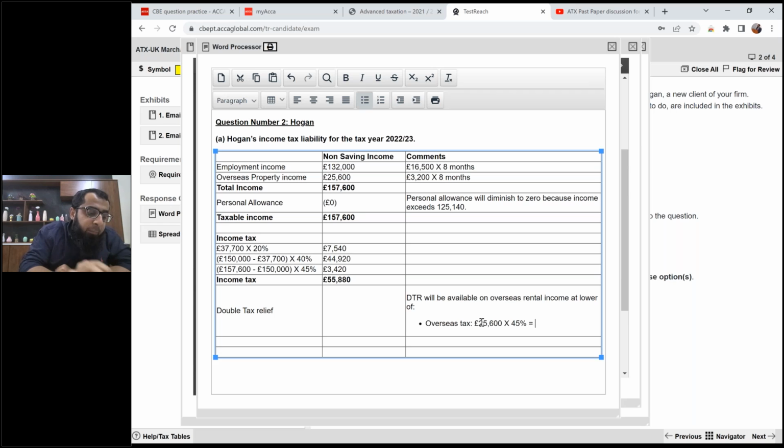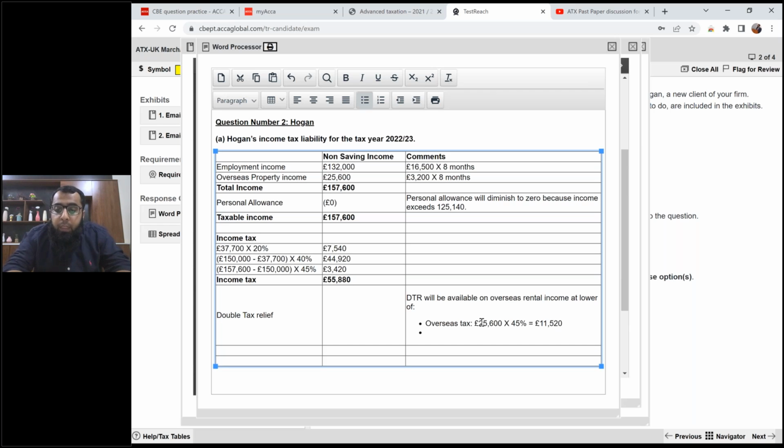25,600 into 45%, it's 11,520. And UK tax on overseas property income. See, what I want to illustrate is that it is not difficult. You people are telling me the answer on the chat box. Okay, you people are telling me it's not difficult. It's just a simple piece of work.